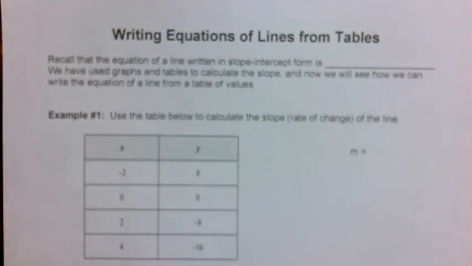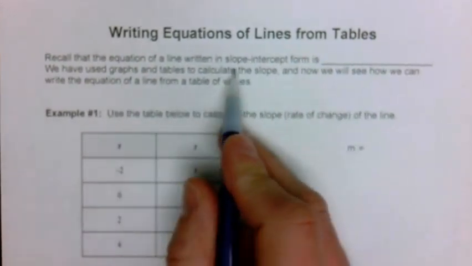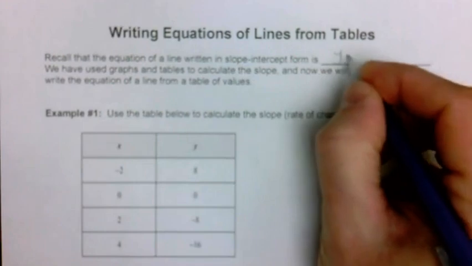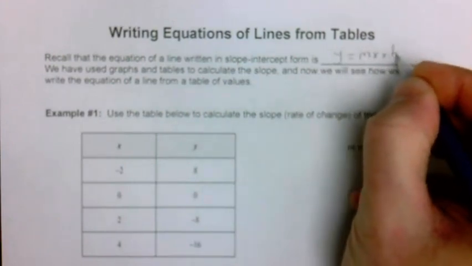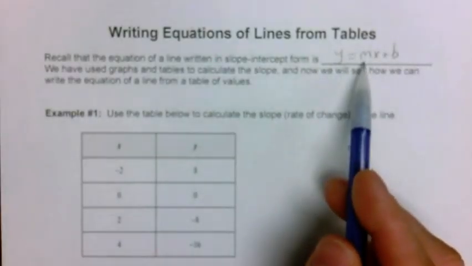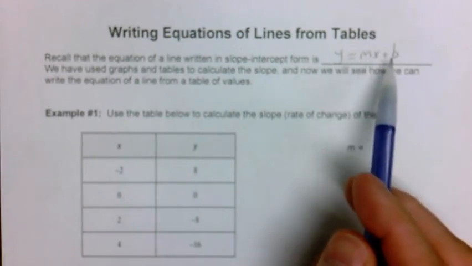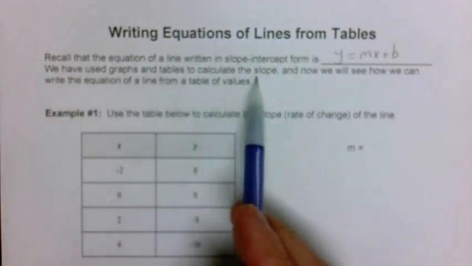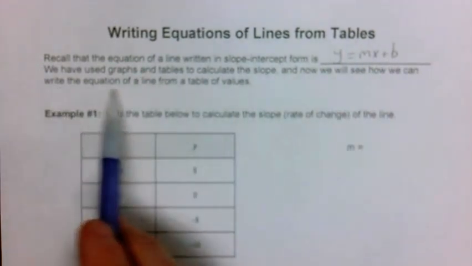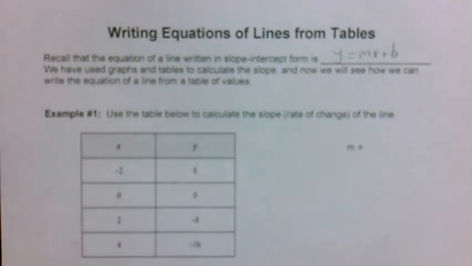In the next part of our lesson, we're going to be writing equations of lines from tables. In previous lessons, we've been writing equations of lines when we had a graph of the line, but here we're going to have a table of values. Now recall that the equation of a line written in slope-intercept form is y equals mx plus b. M represents the slope of the line, and b represents the y-coordinate of the y-intercept. We've used graphs and tables to calculate slope, and now we'll see how we can write the equation of the line from the table of values.